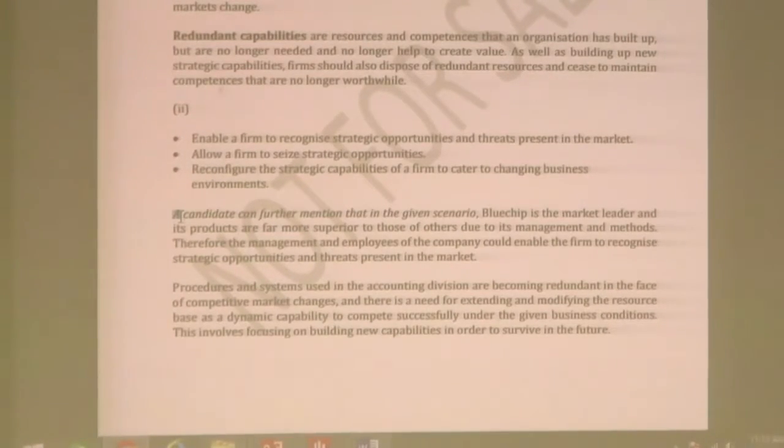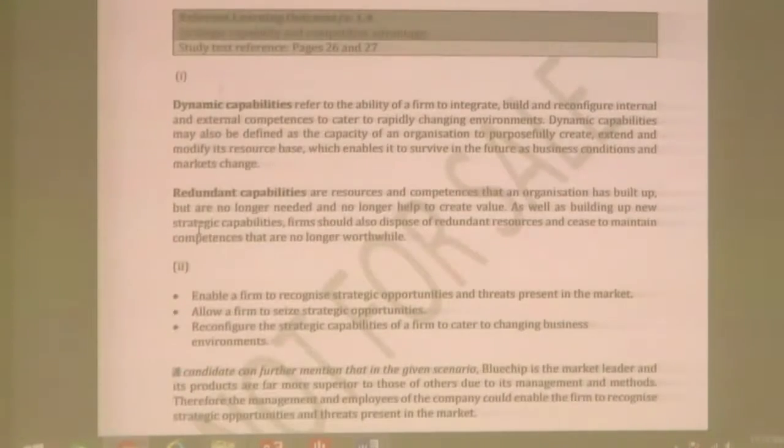By reading the examiner's answers, you will understand the requirements. We will go through these, guys. Just check how the examiner is structuring the answer.